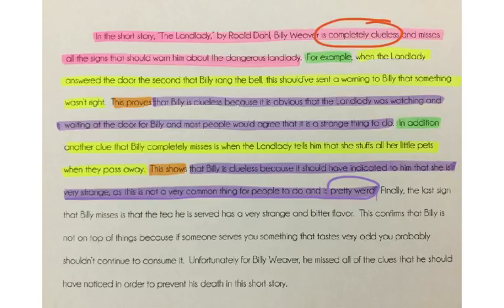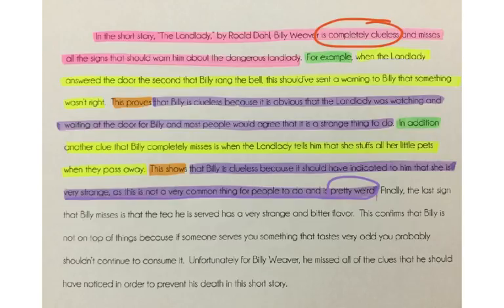Commentary is difficult to write because commentary has to come from your head. You have to ask yourself, why is it weird that she stuffs all her pets? Why was Billy stupid because he missed that sign? Well, it's pretty clueless because people don't usually do that. And that's what I'm trying to write in my commentary sentence. Commentary can be difficult because commentary is not text evidence. You're not going to find it in the story. Commentary comes from you. It comes from your brain.